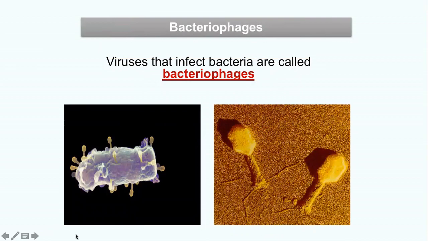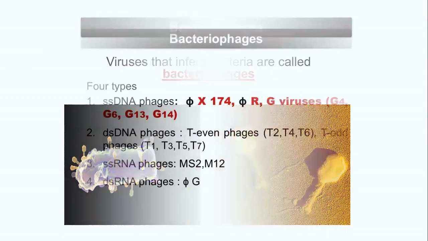What you're seeing here is a typical bacteriophage. These are viruses which infect bacteria. You can see here an SEM picture. This is a cell of a bacterium, and you can see multiple viruses that are infecting this bacterial cell. Let's get along with bacteriophages.